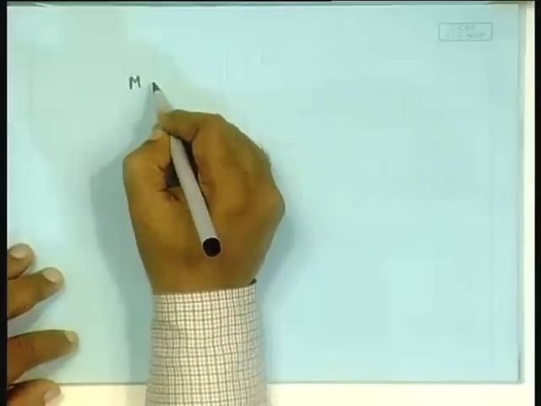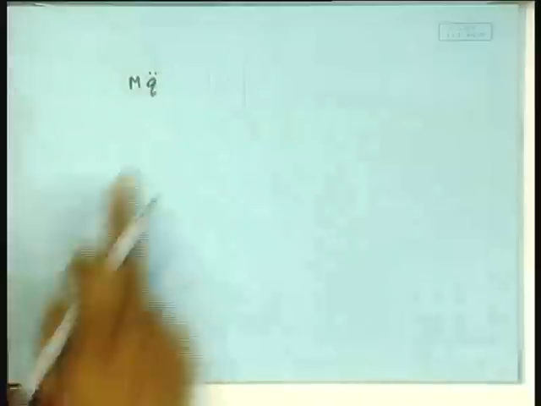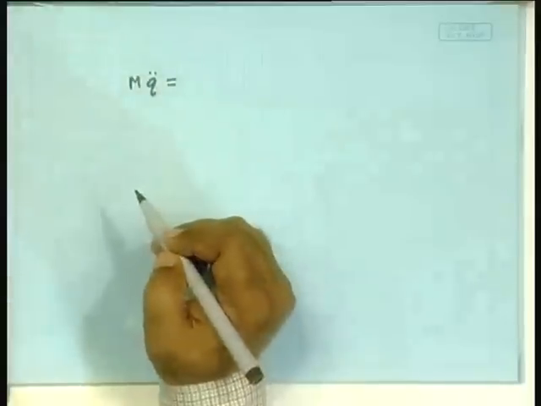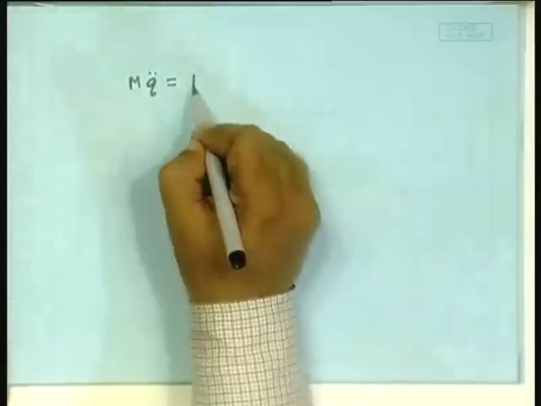So, let us start off from there. We said that Newton's method can be written simply as force is equal to mass into acceleration. So, we will write the mass into acceleration on the left hand side, because that is the derivative part. So, m q double dot, the mass into acceleration, is equal to what? Whatever the force is.